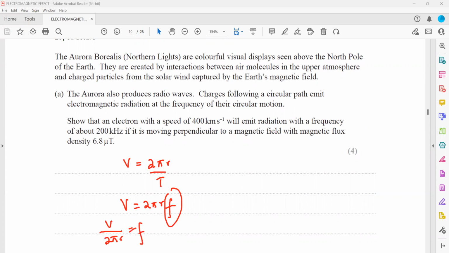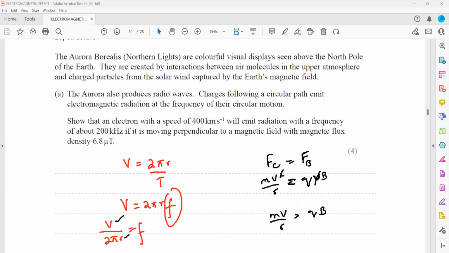So to get the frequency, we need the speed and we need the radius of this circular path. As there is a magnetic field, the magnetic field will cause a deflection. So how can we work out the radius? The centripetal force will be equal to the magnetic force. When an object moves in a circular path, the centripetal force is given by the formula mv squared over r. And the magnetic force, when particles are moving perpendicular, is qvB. So we cancel one v, and we are left with mv over r equals qB.